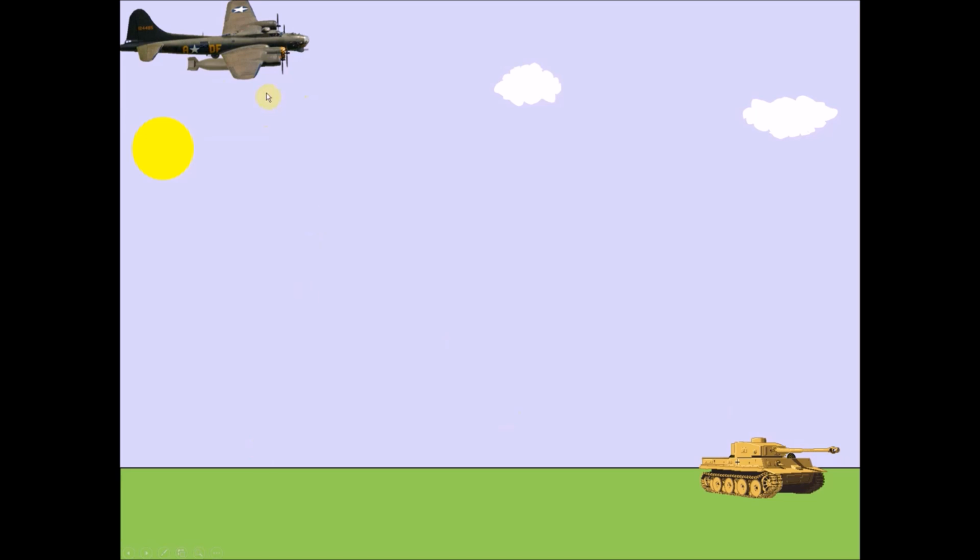The question you want to ask yourself is, if this plane continues at a constant velocity and drops the bomb at this point, where will the plane be relative to the bomb when it hits the target? Now, ignore air resistance. We'll talk about air resistance towards the end of this particular class, but just think about this for a moment. The plane has a velocity in the x direction. That's from the left to the right.